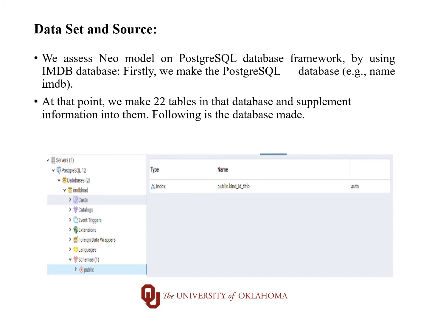Coming to the dataset and source, we assess our NEO model on the PostgreSQL database framework, using the IMDb database. Firstly, we create a PostgreSQL database, for example named imdbload. In total, we create 22 tables in the database, and we load data into them. The following figure shows the database we created in pgAdmin 4.